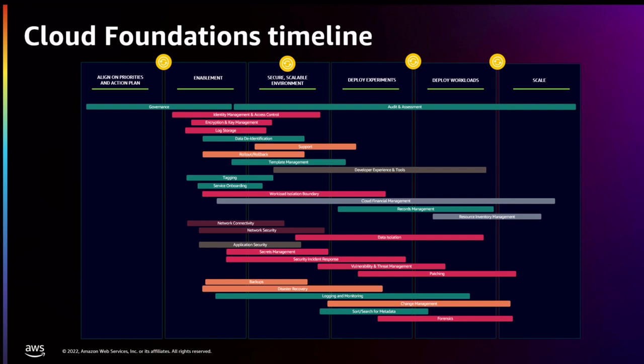As you can see here, you start at the very beginning, you align on the priorities, what's your action plan? You enable your teams, you enable your environment. What do they need to do? And then you start building everything that you'll be using. And then you deploy some experiments. You get familiar with what you're doing, and then you deploy your workloads. And then you iterate, right? You identify weaknesses, strengths, make a plan to improve on those.